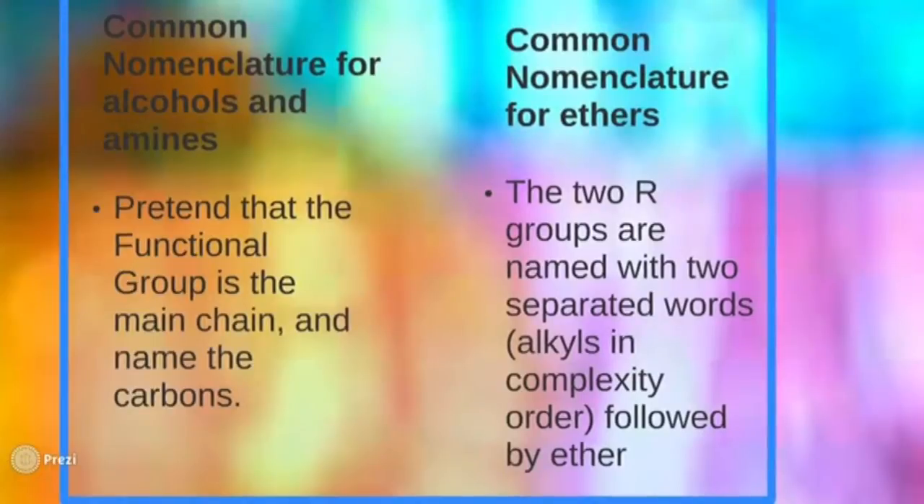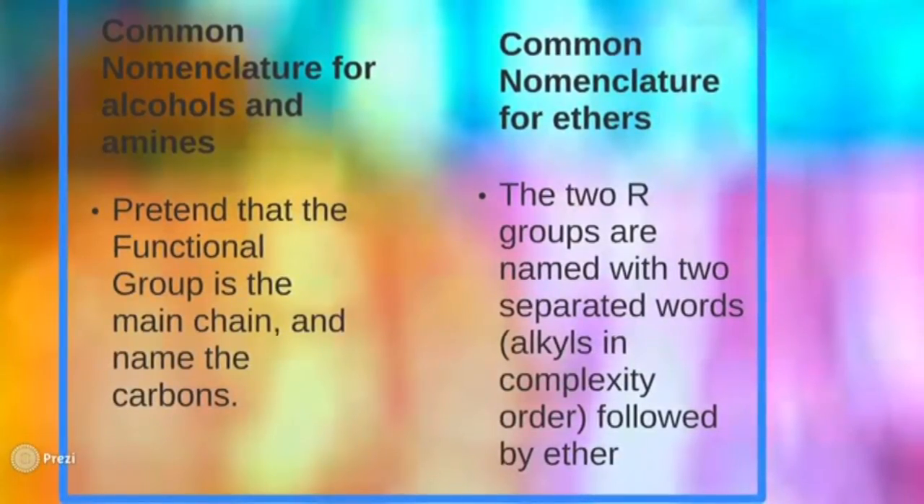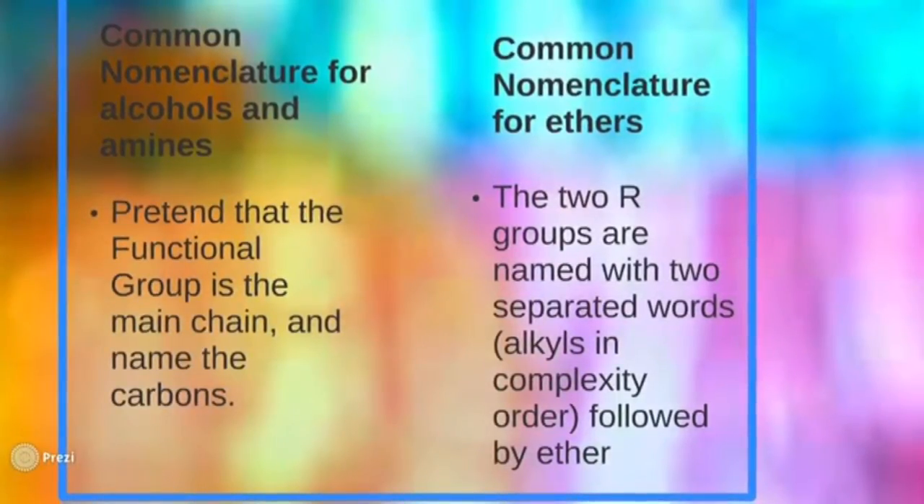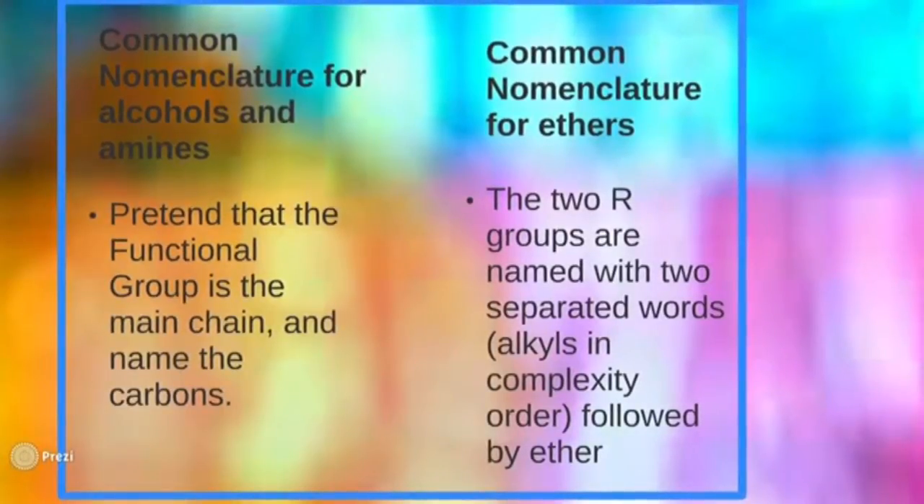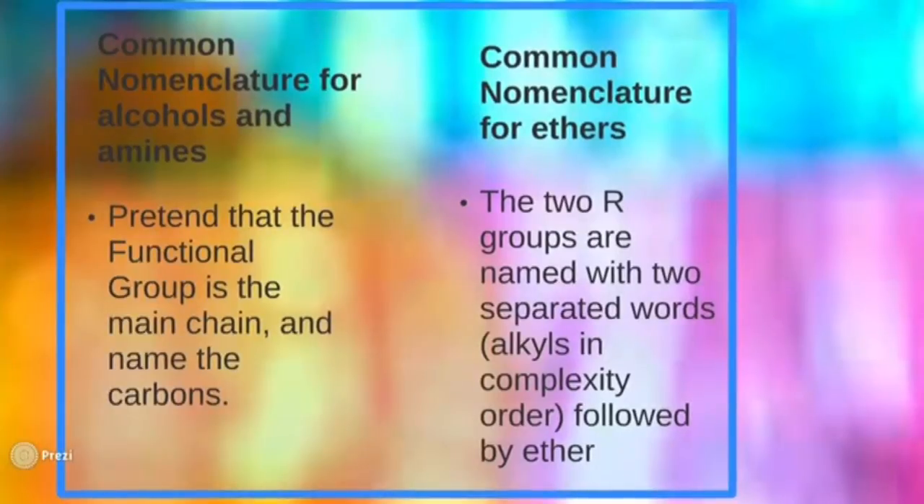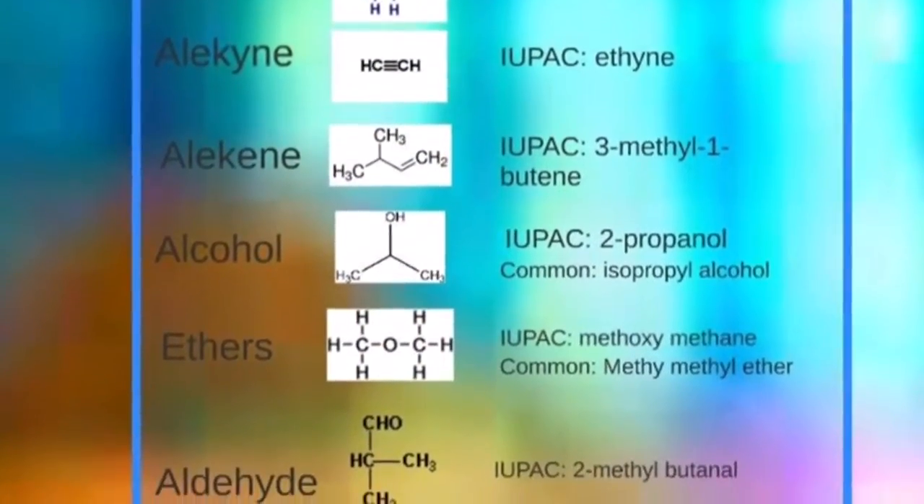Common nomenclature for alcohols and amides. Pretend that the functional group is the main chain and name the carbons. Common nomenclature for ethers. The two R groups are named with two separated words, alkyl in complexity order, followed by the word ether. These are some examples of each functional group.